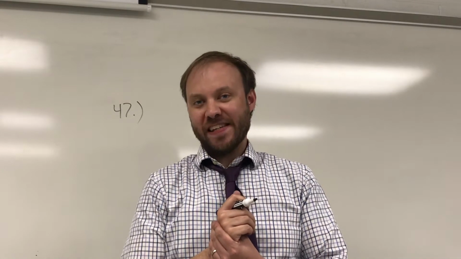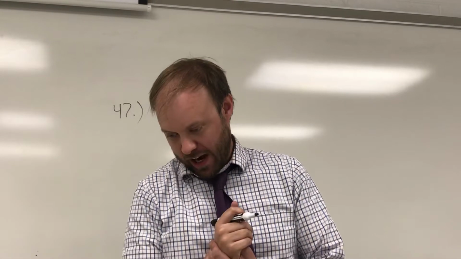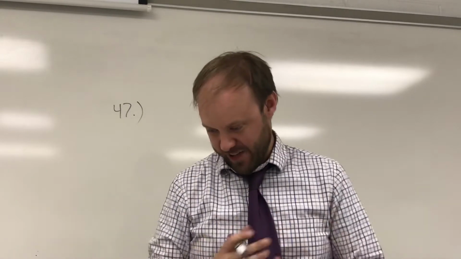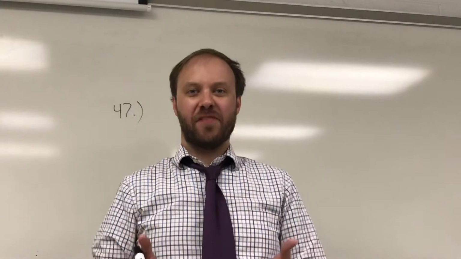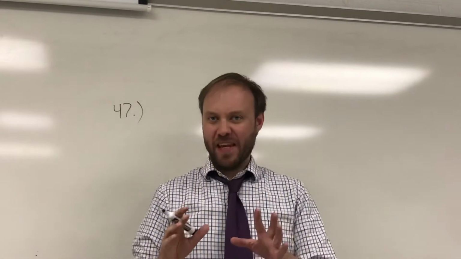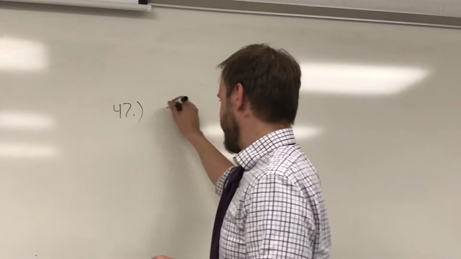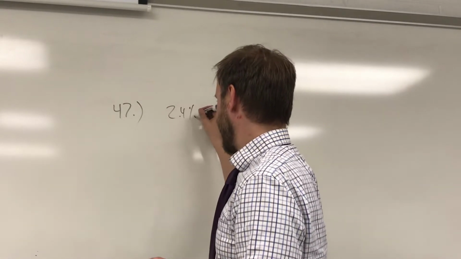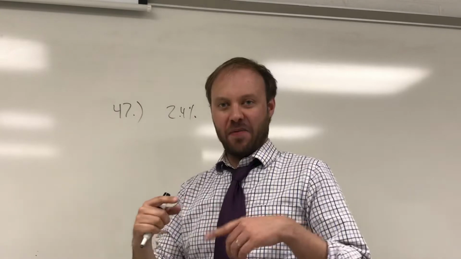Let's look at number 47 from the pre-cal book. This is the personal finance problem. This person's putting $25 in an account, and you have to be careful. The interest rate is 2.4%, but it's being compounded monthly.